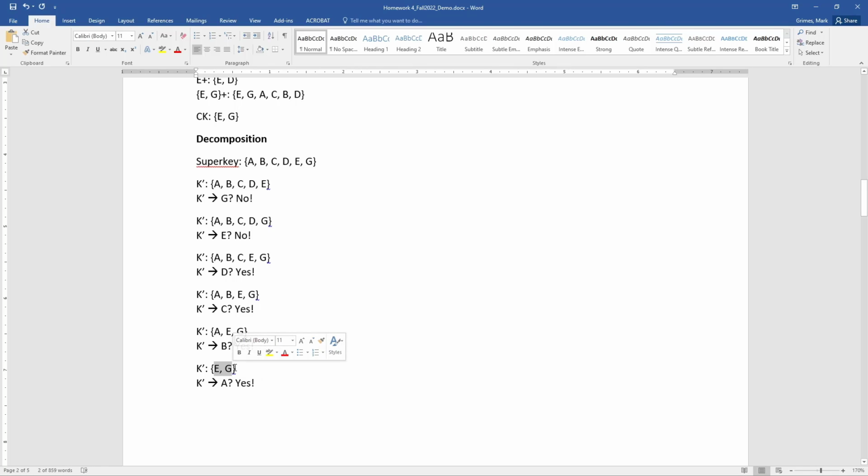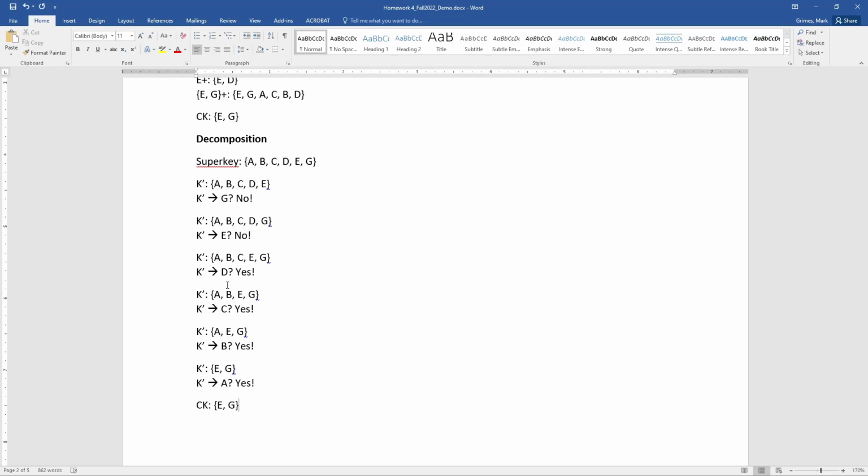So now we know this is a superkey. We have tried to remove every single attribute, and so now we know that we have a superkey that is irreducible, and therefore that is going to be a candidate key. So EG is a candidate key for this relation.